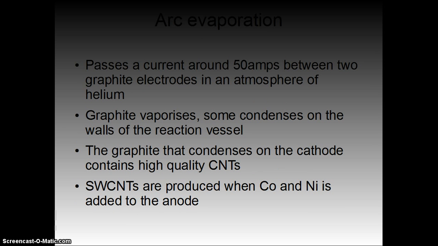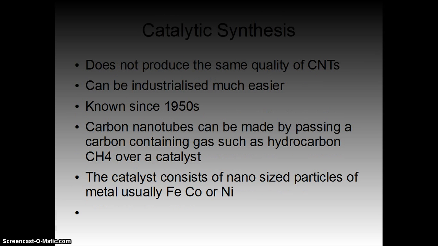The arc evaporation passes a current of around 50 amps between two graphite electrodes in an atmosphere of helium. The graphite vaporizes and then condenses on the walls of the reaction vessel, but some of it condenses on the cathode, and the carbon that condenses on the cathode forms some carbon nanotubes. You can create single wall carbon nanotubes if you use cobalt or nickel, and in the anode you can also use iron.